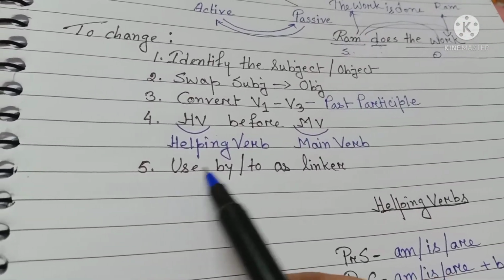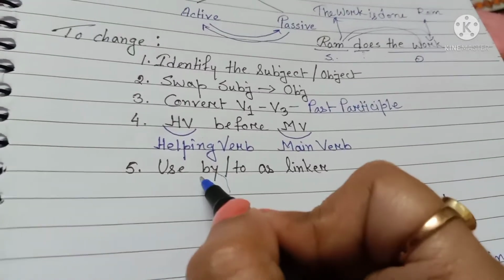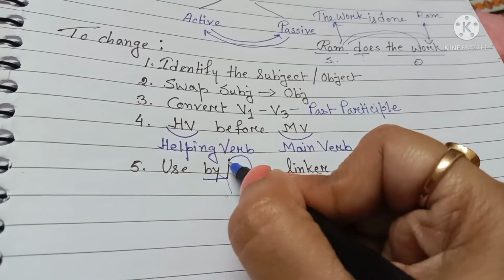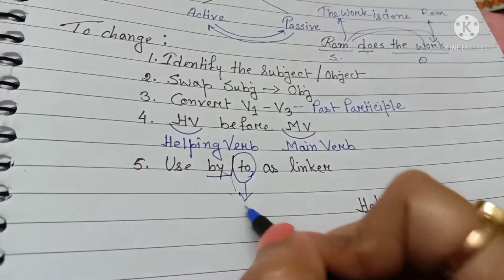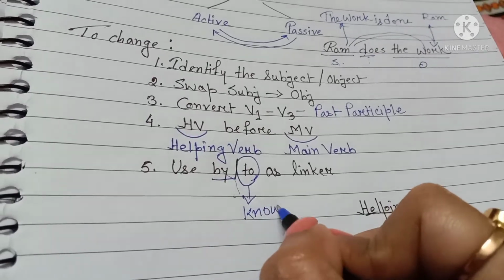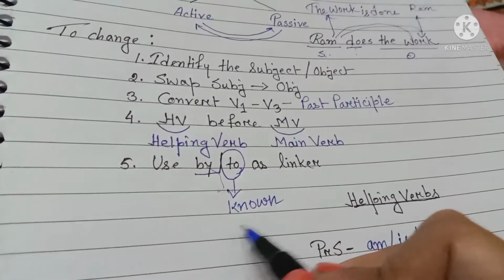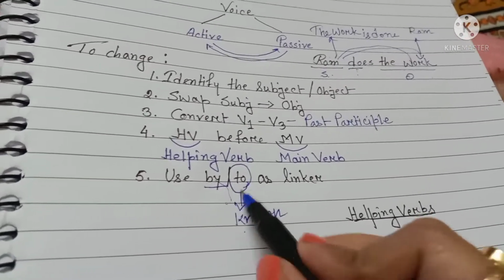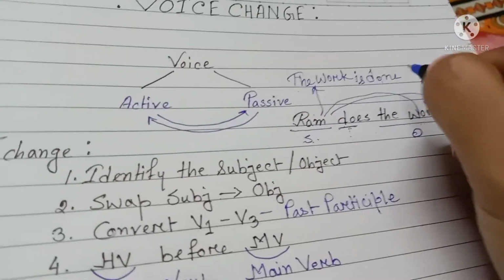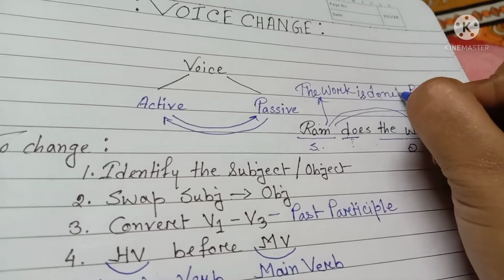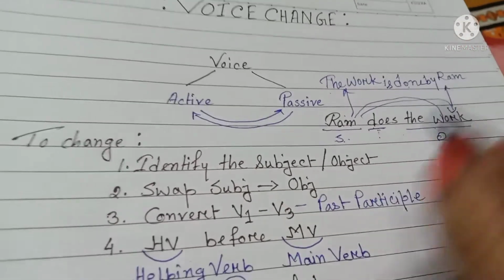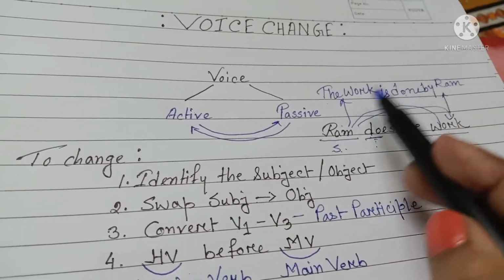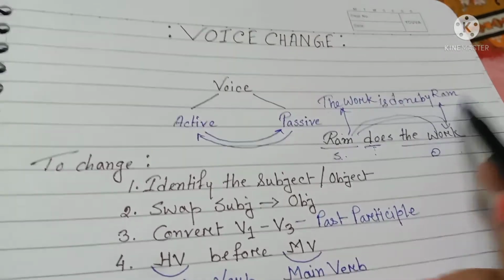Then we have to use by or to. Okay, by. In most sentences we have to use by, but in some places we have to use to, like with known. If there is the V3 known, then we cannot use by, then we have to use to. Okay, so that's why I have written down by or to, but here we can use by. So the answer is the work is done by Ram.